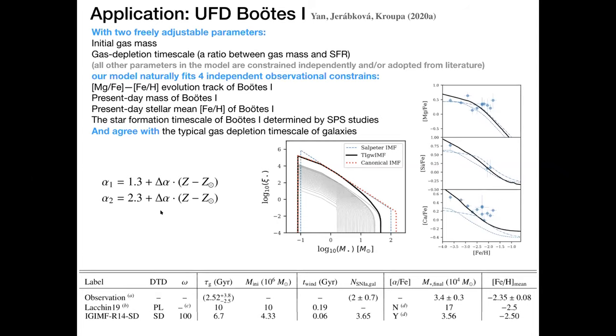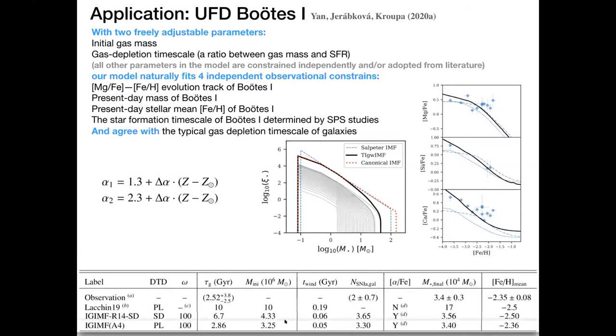One additional thing you can adjust is the low mass IMF slope. So in the IGIMF formulation, we assume that the slopes, alpha 1 and alpha 2, are the slope of stars between 0.1 to 1 solar mass, so for the low mass stars. And we assume their IMF slope is correlated with the metallicity of the galaxy. And if we adjust this parameter, we can fit this metallicity measurement perfectly. So that is the model shown here.